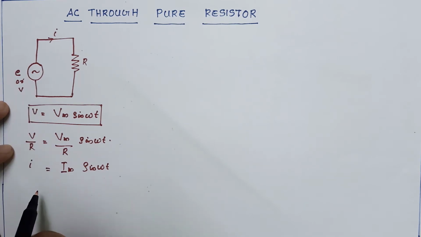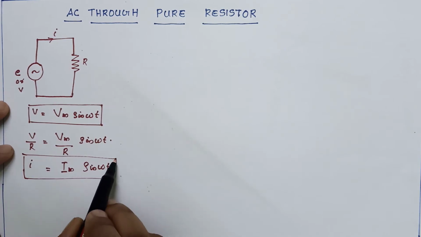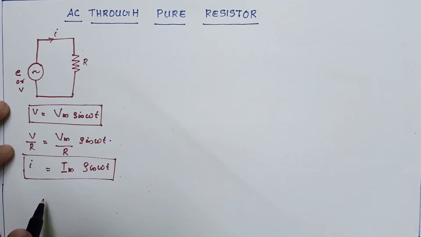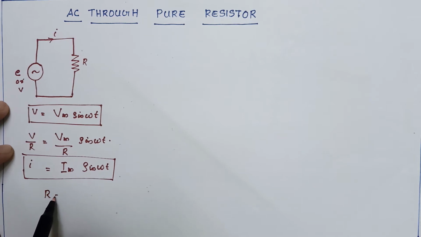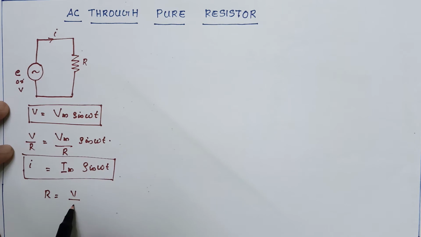And what will be the opposition offered by the resistor R? That will be R is equal to this voltage v by this current i.